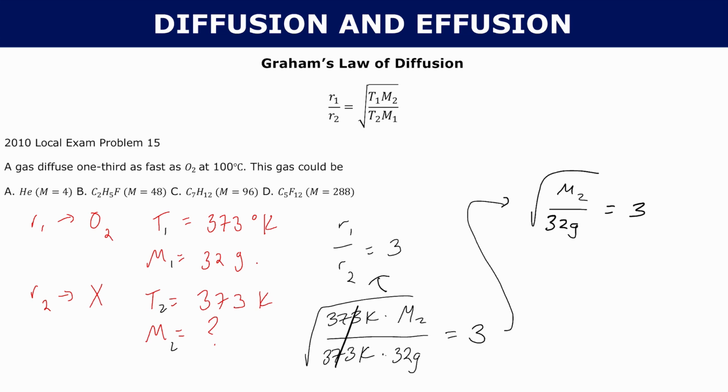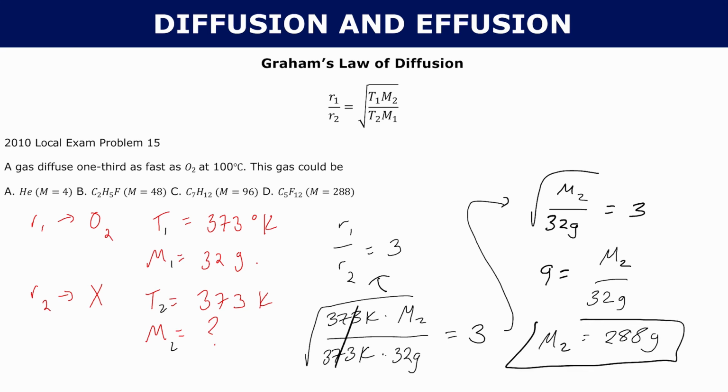You can square both sides, so that gets rid of the square root, and you're left with this. So M2 is going to equal 288 grams. This means that the molar mass of our mystery gas is going to be 288 grams. And given our answer choices, there's only one gas that could be this gas, and it's going to be C5F12, which has a molar mass of 288 grams.